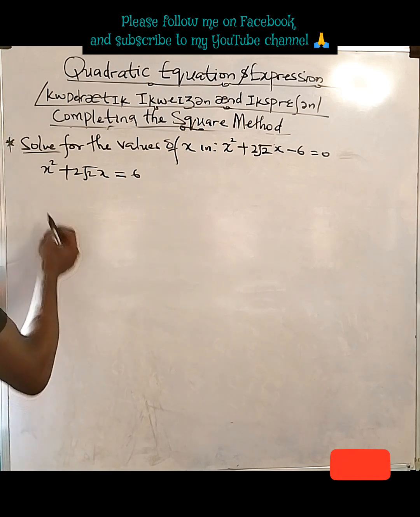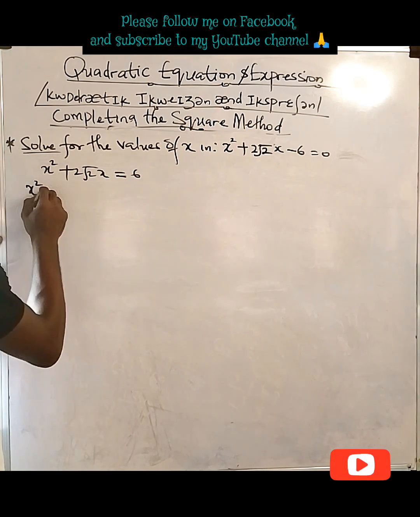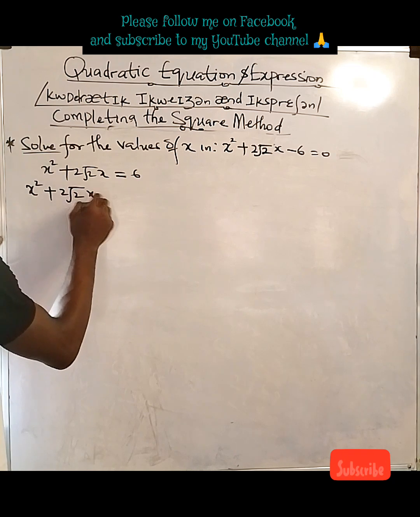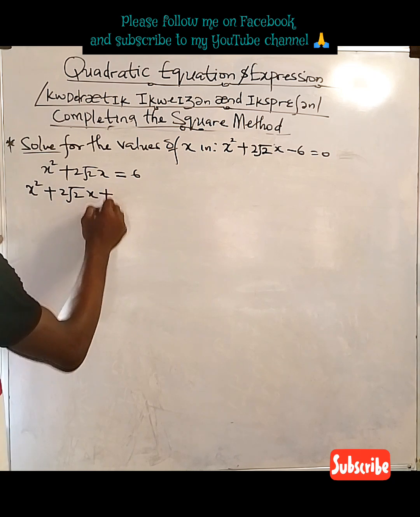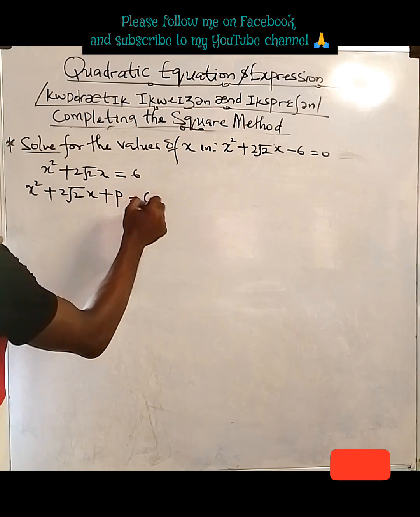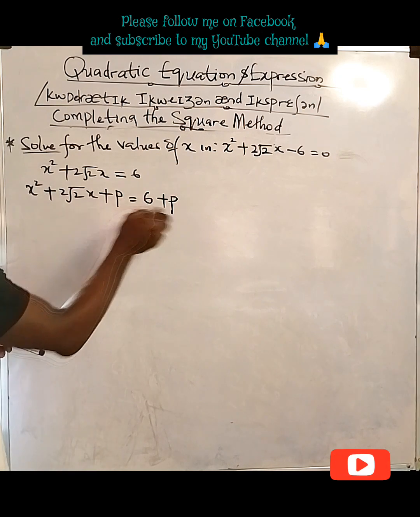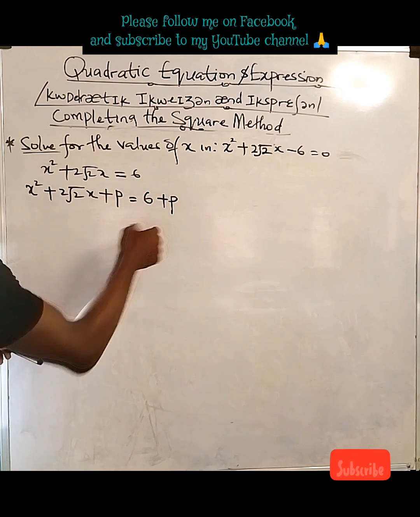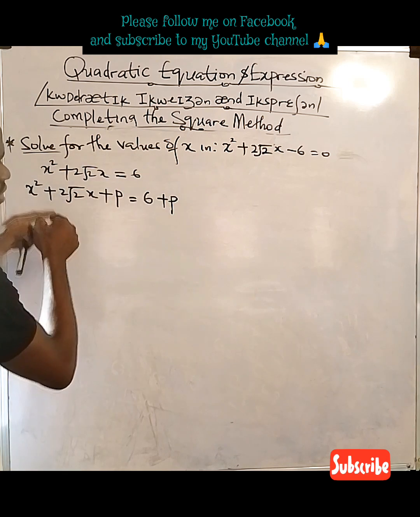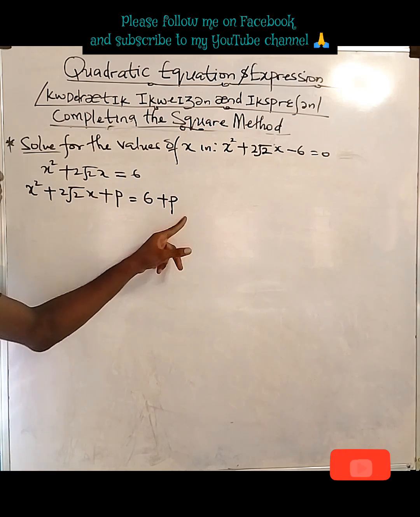The next thing we do is look for something to add that will make this the kind of quadratic expression that we desire. You can add k, you can add p, whatever you want. Let me add p this time around: plus p equals 6 plus p. Don't forget why I add p on both sides: whatever you do to this side, you also do to the other side. So you are left with x squared plus 2 root 2 x plus p equals 6 plus p.